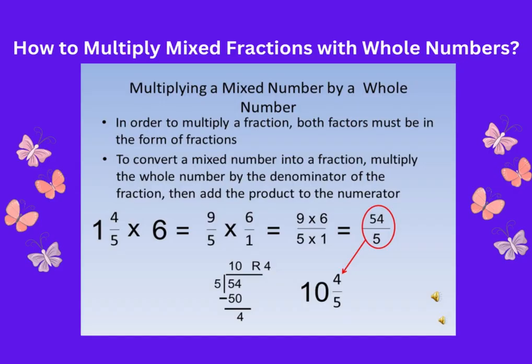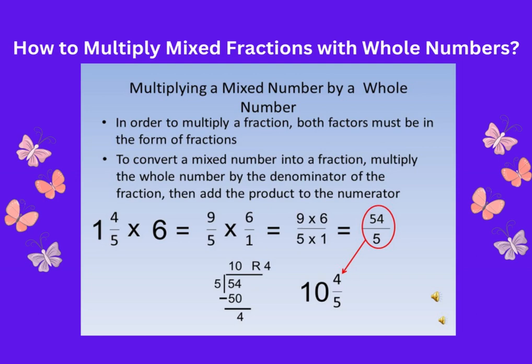Okay, next, multiplying a mixed fraction with a whole number. That is the same, but just one step is added, that you have to change the mixed fraction into an improper fraction. Here I do an example also. So 1 4 by 5 multiplied by 6 is equal to 9 by 5 multiplied by 6 by 1. Then 9 and 6 multiply and 5 and 1 multiply, so we get 54 by 5.